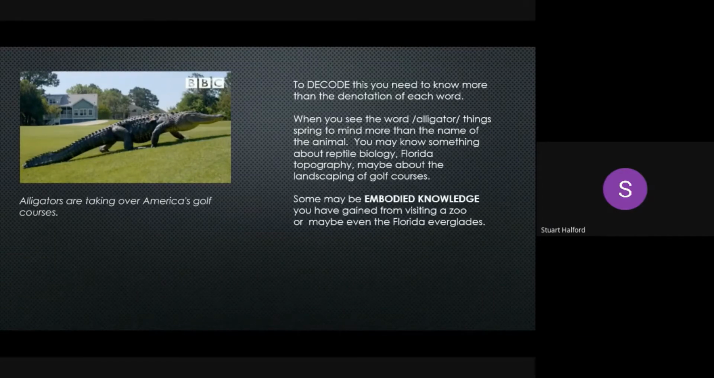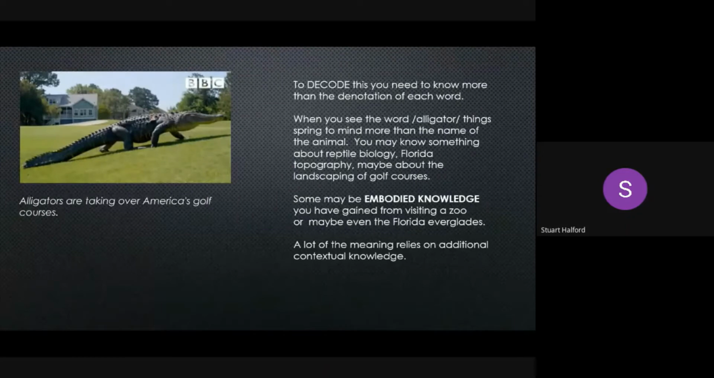Some of that may be what we call embodied knowledge, and your embodied knowledge about alligators may be gained from visiting a zoo and seeing them, or maybe you've been to the Florida Everglades or visited New Orleans and the swamps down there and seen alligators. So you've gained some first-hand knowledge.